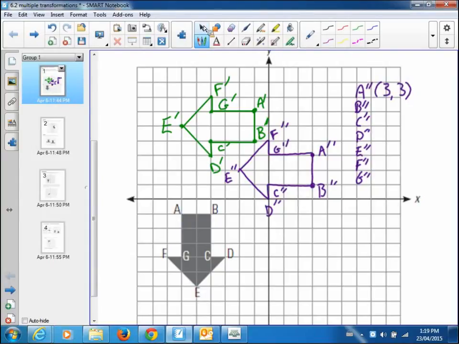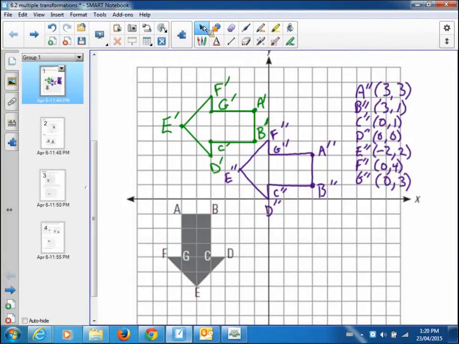And B is 3, 1. Thank you. C? Awesome. The origin, or 0, 0. Good. 2, comma 2. Good. 0, 4. Thanks. And last, 0, 3. Great. So 2 things happen. Okay, great.